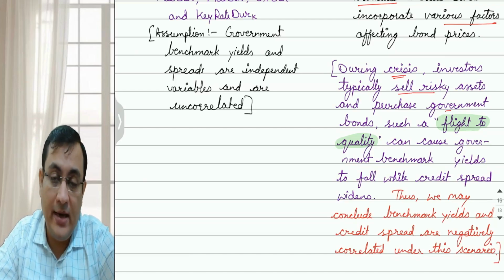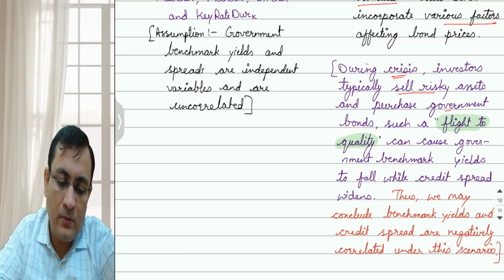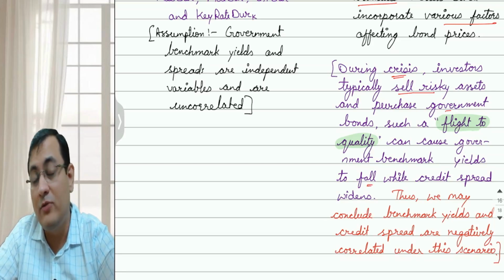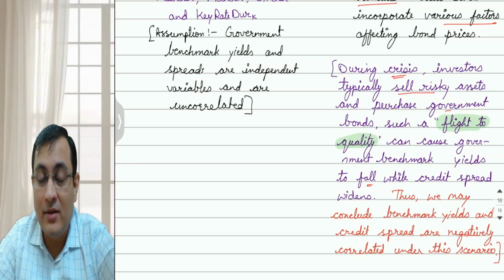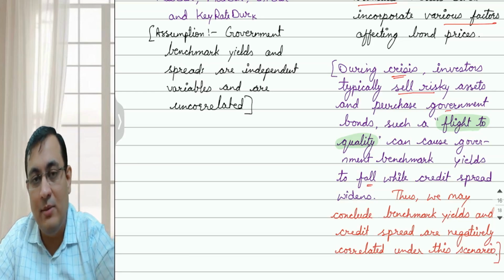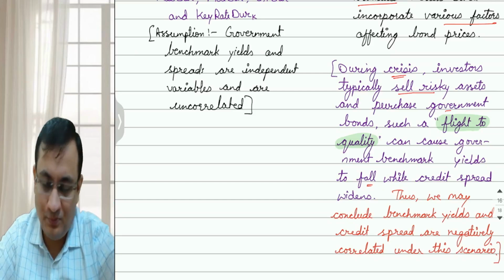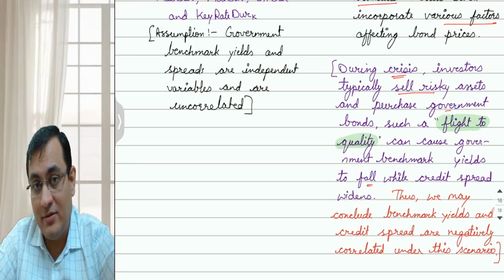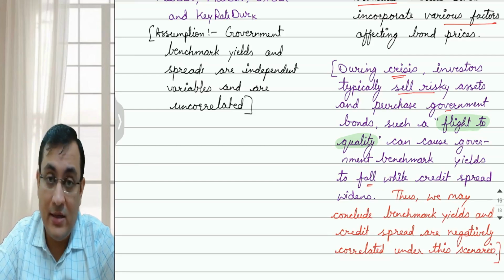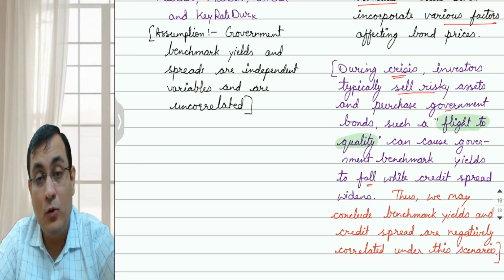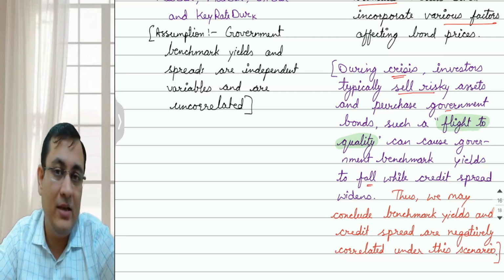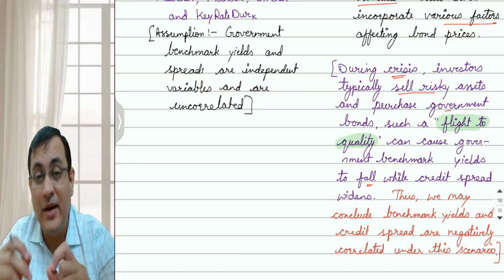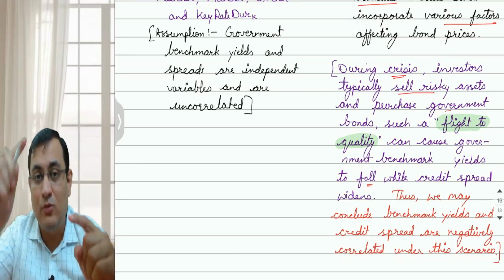So this will create a flight to quality, which can cause government benchmark yields to fall. Why will benchmark yields fall? Because when everyone creates demand for government bonds, the prices will go up and yields will go down, an inverse relationship. While credit spreads will widen, because there is a stress period, a crisis. Corporates will face difficulty in payment, so credit risk will increase. Accordingly, credit spreads will widen. So there is a negative correlation.